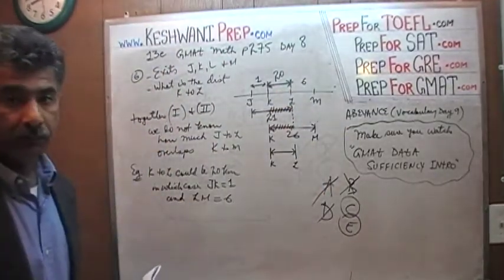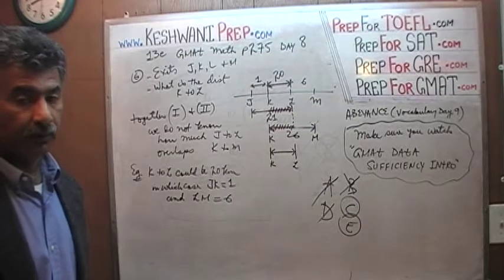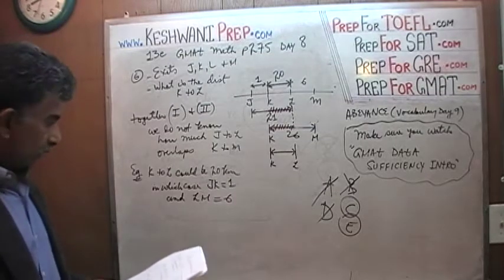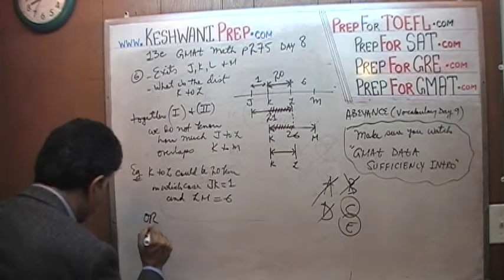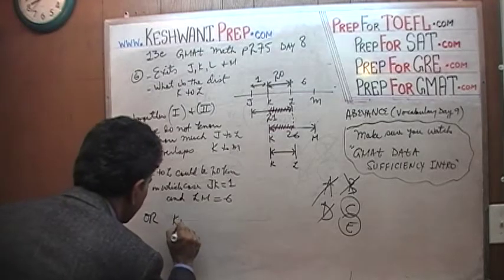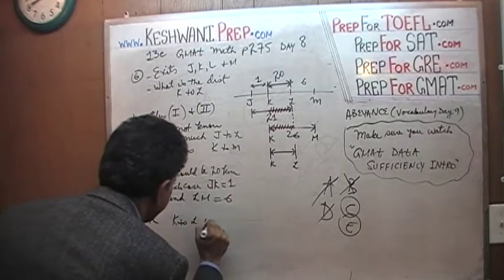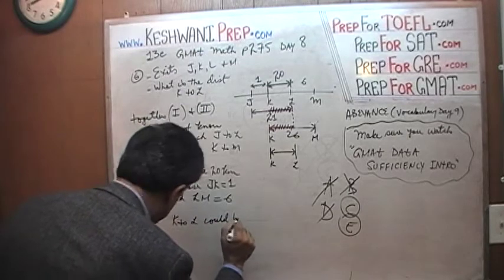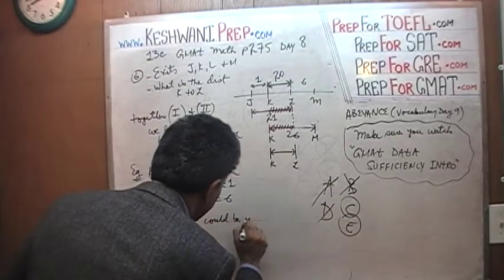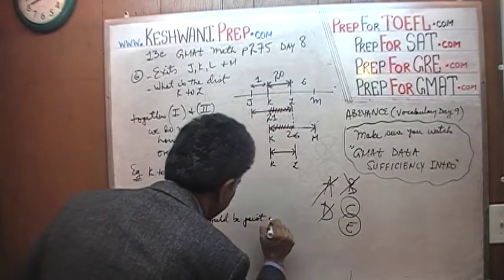That's one scenario. There are infinite scenarios. We're just going to talk about two. Or we could have a situation like this. K to L could be just 1 kilometer.